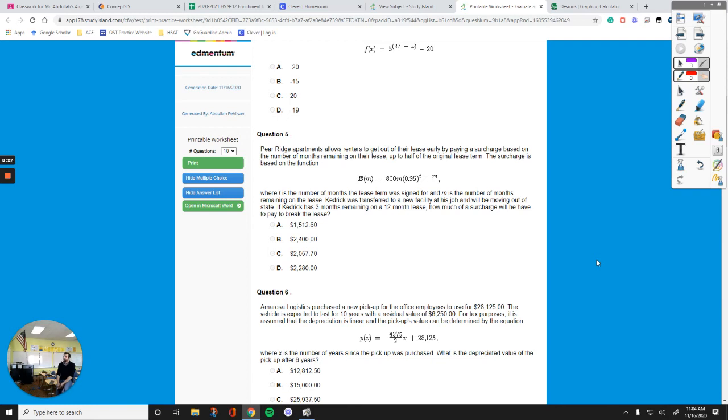Okay, Kedrick was transferred to a new facility at his job and will be moving out of state. If Kedrick has 3 months remaining, okay, that's good. 3 months remaining, I made up the numbers. And then, yeah, M equals 3 because of this. And then T equals 12 because of that.